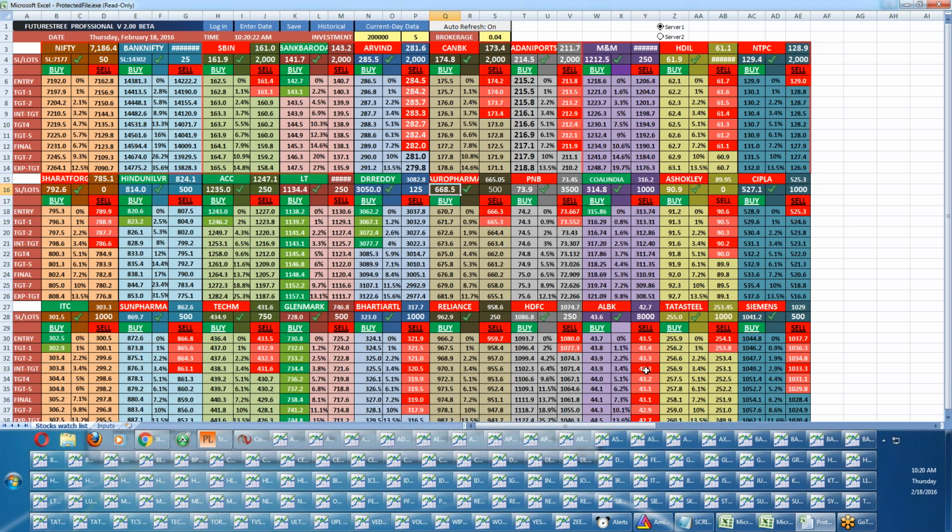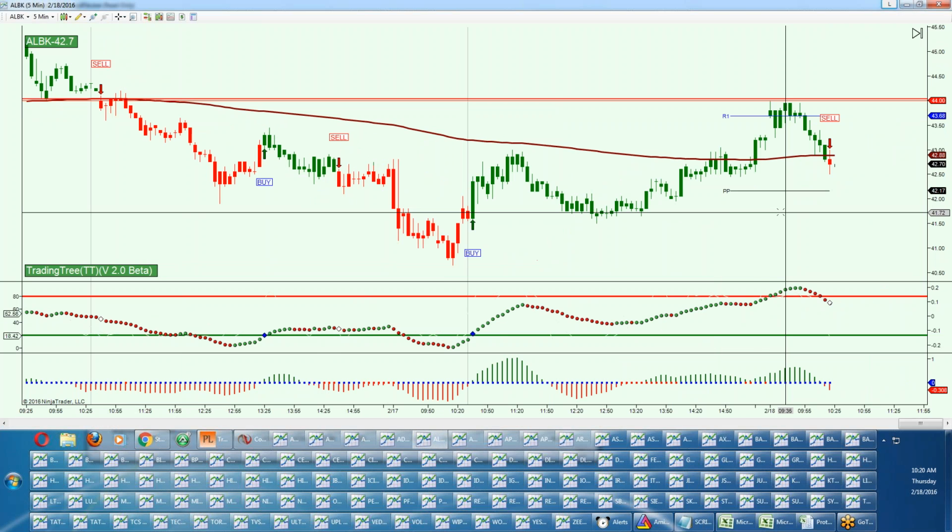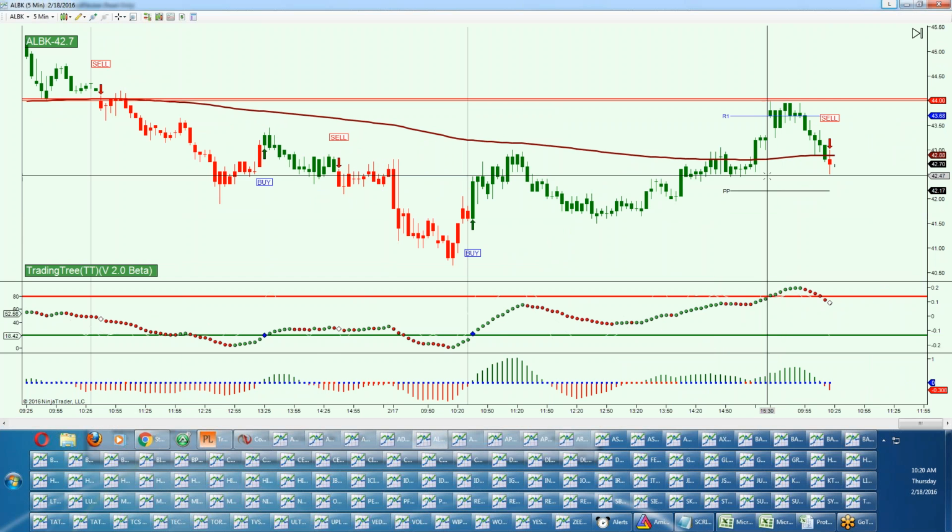So ALBK has done all its targets. We have a confirmation here. We have a sell here. So if you short it here at 62.40, you can end up at 62.20. That's around 20 paise there.